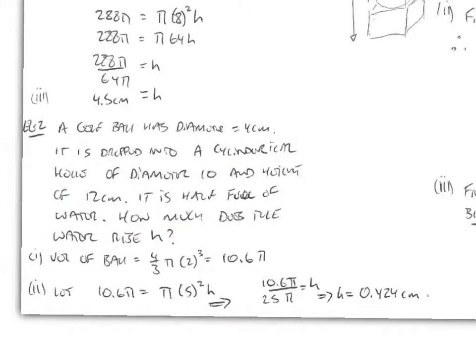Let's look at a second example. A golf ball has diameter 4 centimeters. It is dropped into a cylindrical hole of diameter 10 and height 12 centimeters. It is half full of water. How much does the water rise, H?